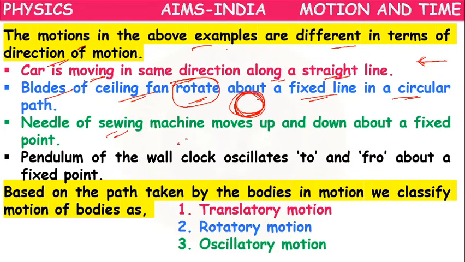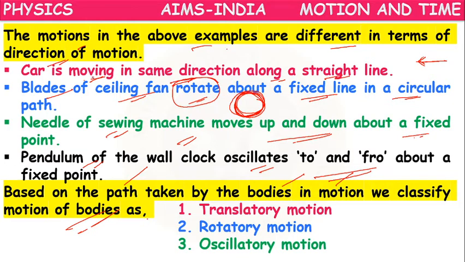The needle of a sewing machine moves up and down about a fixed point. Up and down motion we can observe here. The pendulum of the wall clock oscillates to and fro. To and fro motion we can observe here. So based on the path taken by the bodies in motion, we classify motion of bodies into 3 types.